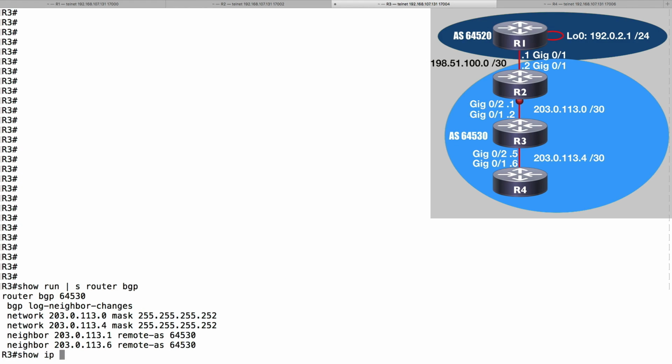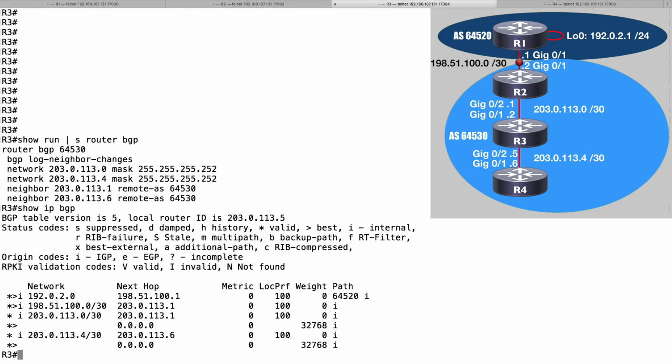Let's do a show IP BGP. And we see that R3 knows about this as well. But notice this I right here. This stands for internal. This is an internal BGP advertisement. R3 is saying, yes, I know about this BGP route, but it was advertised to me from somebody else in my autonomous system. And remember the rule that I said? If I learn something from an iBGP neighbor, by default, I'm not going to advertise that out to any of my other neighbors in the same autonomous system.